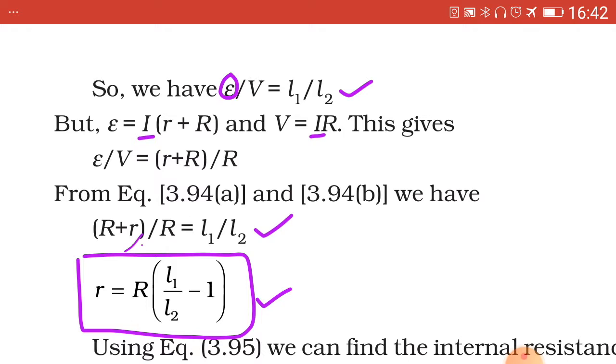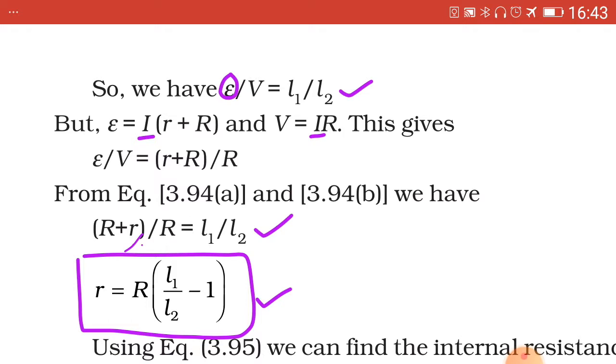Now, substituting the values of E and V, we have E equal to I into (R plus r) according to Ohm's law, where small r is the internal resistance of the battery and capital R is the external resistance, and V equal to IR, the standard formula of Ohm's law. Therefore, E upon V, with I cancelling away, equals (R plus r) upon R, equal to L1 upon L2.